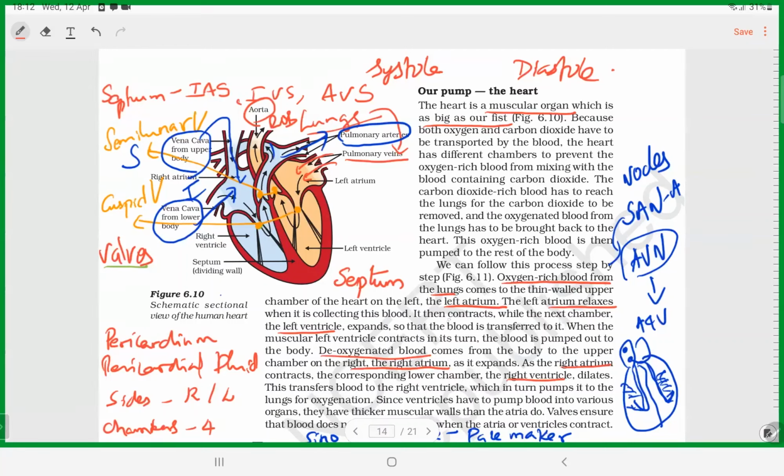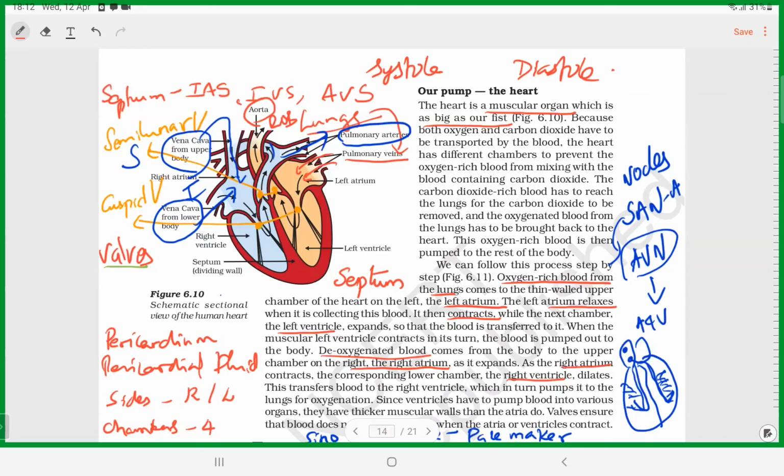What should contract? Atrium should contract. To send the blood completely, which is there in the atrium, it should contract. That's why the ventricle is filled. Okay? Ventricle is filled.